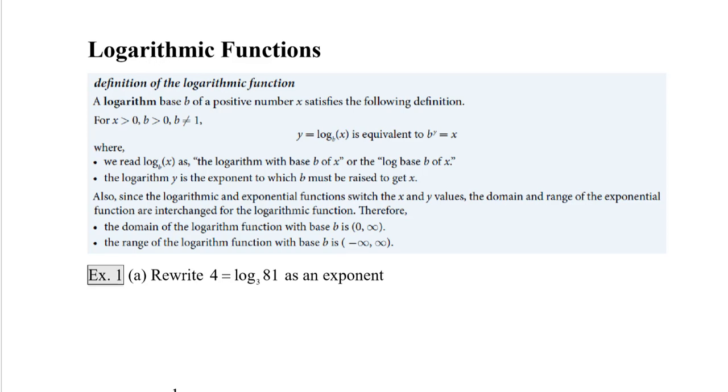A logarithm base b of a positive number x satisfies the following definition. When x is greater than 0 and b is greater than 0, then y equals log base b of x is equal to b to the y is equal to x. So notice that the base of the log is the same as the base of the exponent. In a logarithm, the exponent is isolated, and what's inside the log is outside in the exponential function.